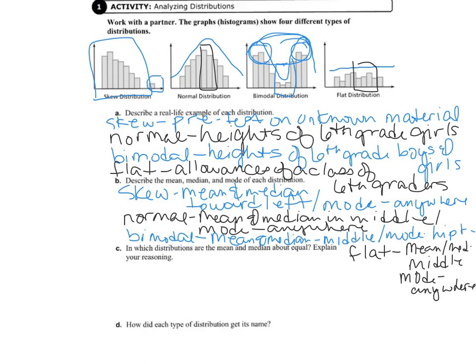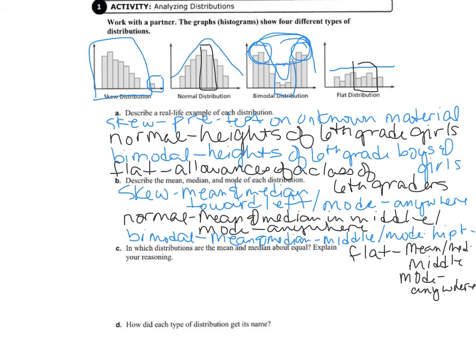Now let's look at letter C. It says, in which distributions are the mean and median about equal? And explain your reasoning. So we kind of need to look at these pictures of our graphs again and see where our mean and median would be. So we know that in all of them, they're where the center of the data is, but the median is the absolute middle number. So with the skew graph, the mean is kind of toward the left, where the median is in the absolute middle.